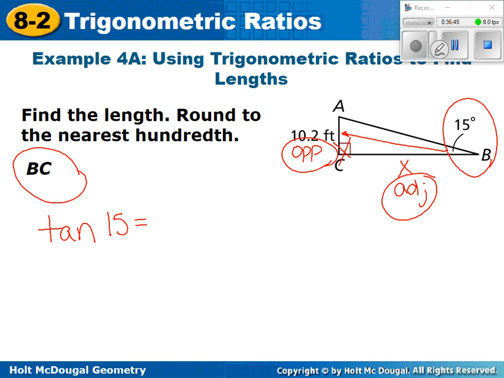So it's sine of an angle equals opposite over hypotenuse. Cosine of an angle equals adjacent over hypotenuse. There has to be an angle, like we were talking about. Okay, so tangent of an angle equals opposite over adjacent. So that means we're going to have tangent of 15 equals what? 10.2 over x. Now at this point, there's two ways you can work this problem.